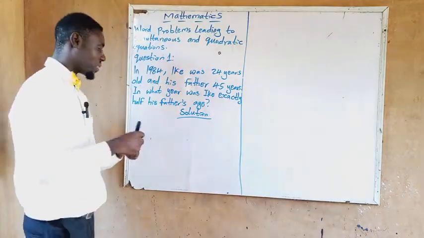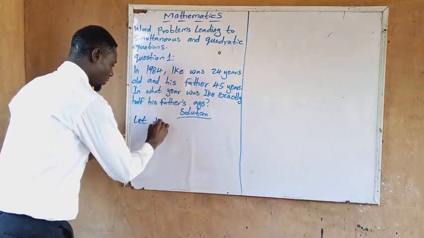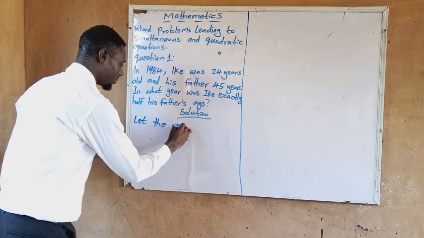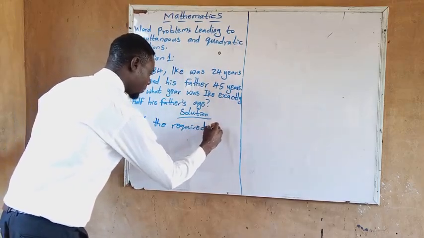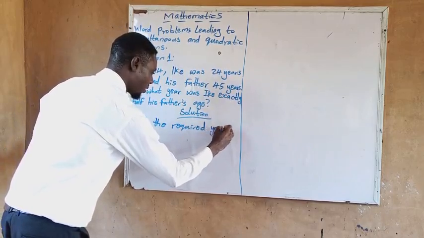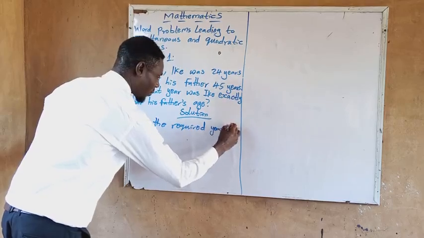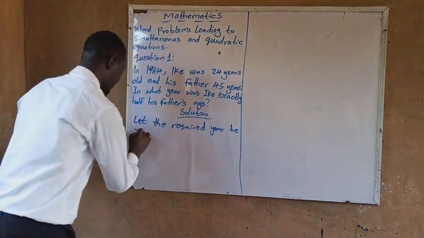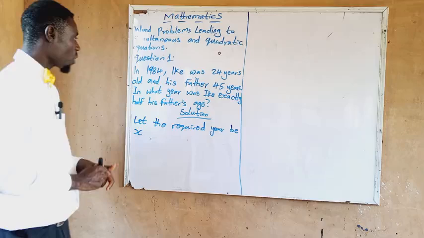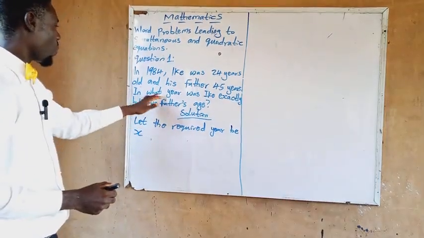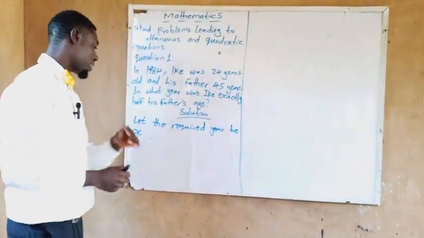So at first you want to say, let the required age or years be X. Let's use that because we want to know in what year Ike was exactly half his father's age.